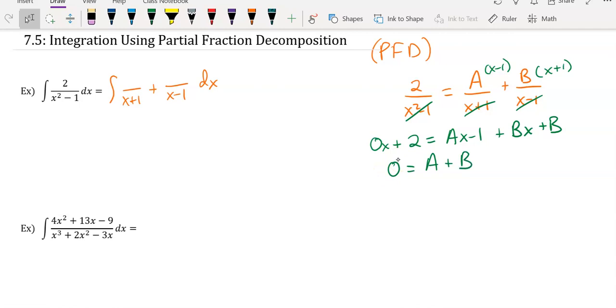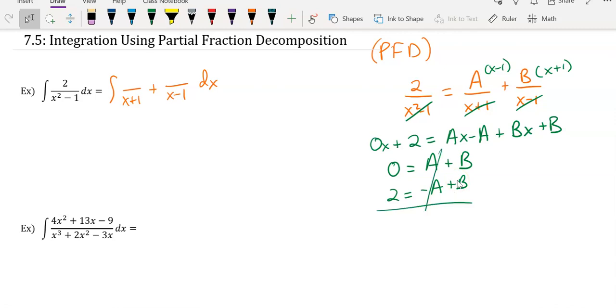And then looking at the constant term, oh, this should be an a, sorry. And then looking at the constant terms, I have a 2 and a negative a and a positive b. So I also have the equation 2 is equal to negative a plus b. At this point I have a system of two equations and two variables. I can solve this with elimination pretty quickly.